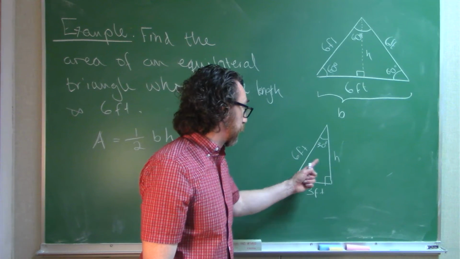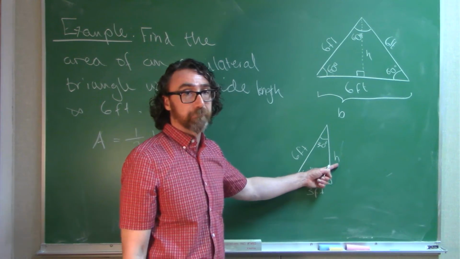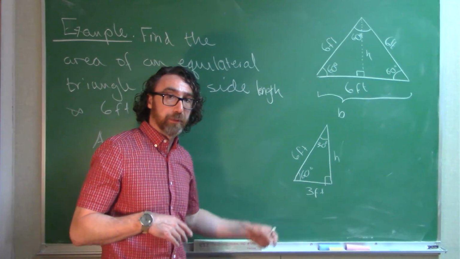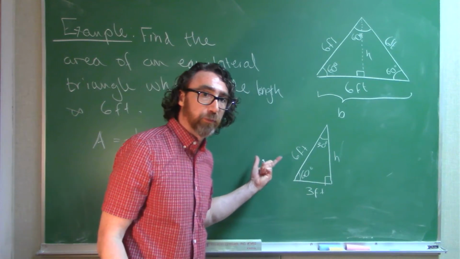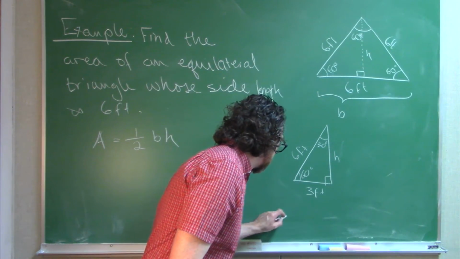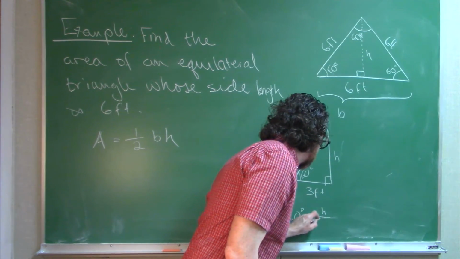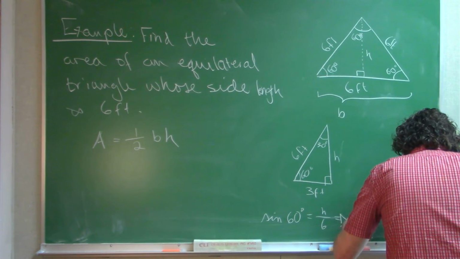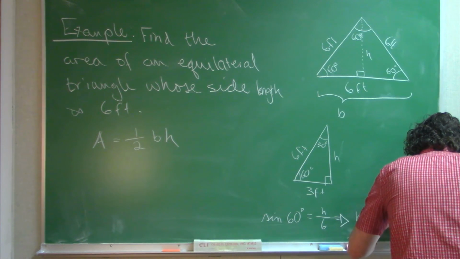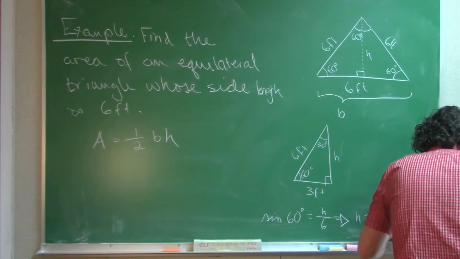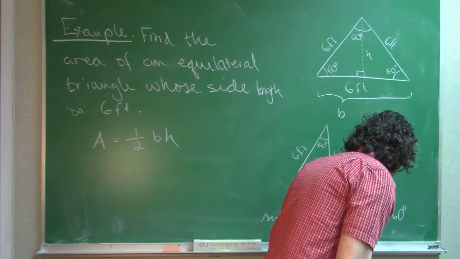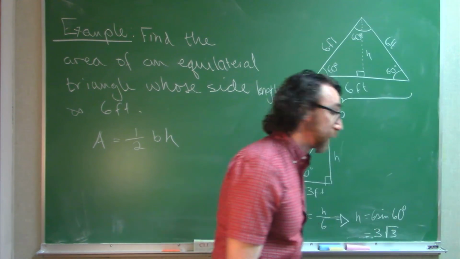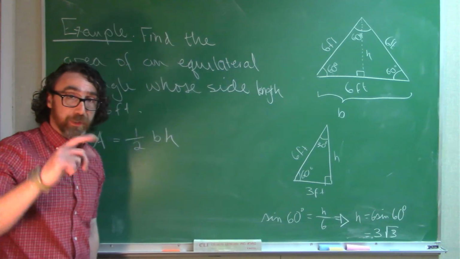Okay, I got the hypotenuse. I want the, let's say, the opposite side. So I can do sine of 60 equals h over 6. So if this equation is true, then that means h equals sine 60 degrees times 6. So that works out to be 3 radical 3, I believe.